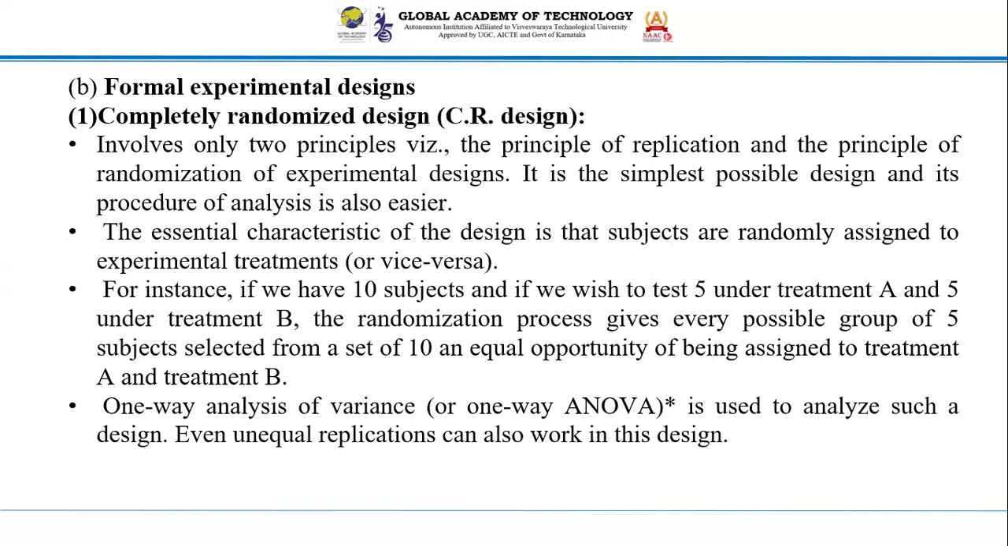For instance, if we have 10 subjects and if we wish to test 5 under treatment A and 5 under treatment B, the randomization process gives every possible group of 5 subjects selected from a set of 10 an equal opportunity of being assigned to treatment A and treatment B. One-way analysis of variance is used to analyze such a design. Even unequal replications can also work in this design.